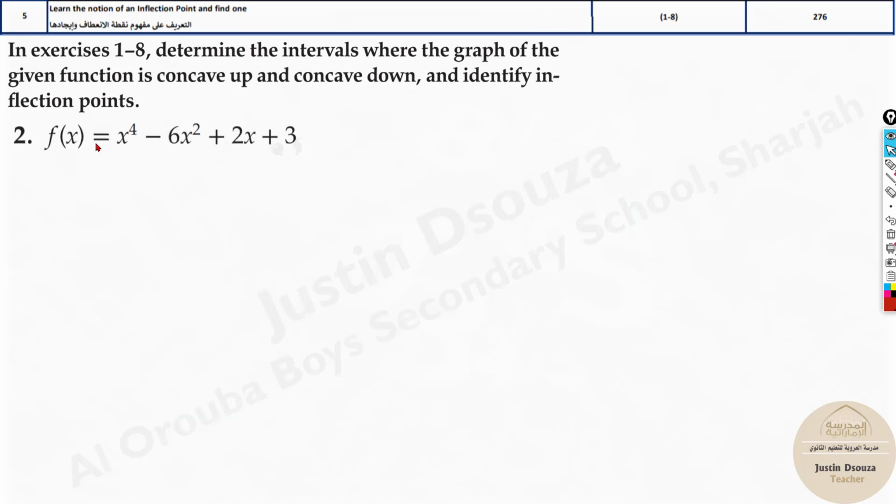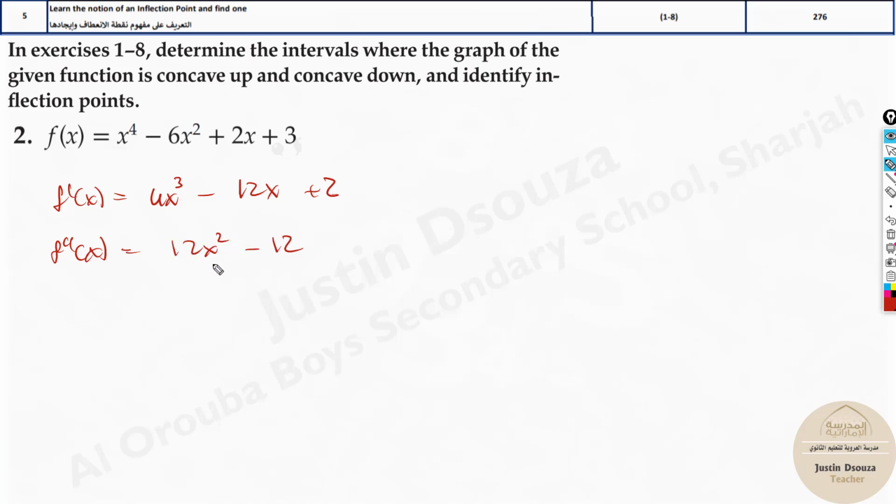Now, if you have, say, x to the power 4 or a complicated equation, let's try a calculator method as well. But the first thing is you can just double derive it and get the answer. So let me just try it out. F dash of x is equal to 4x cubed minus 12x plus 2. And when you double derive it, it will be 12x squared minus 12.